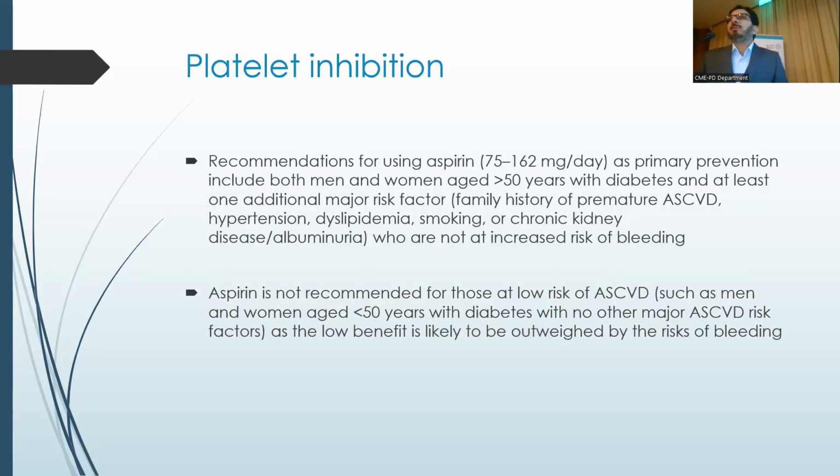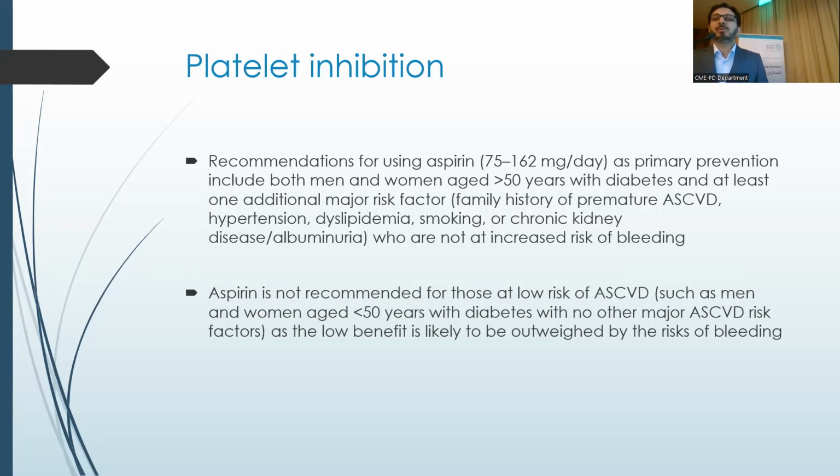Now, aspirin as a primary prevention, the recommendation is to use low-dose aspirin in both men and women who are more than 50 years of age with diabetes and at least one additional major risk factor, like family history of premature cardiovascular disease, hypertension, dyslipidemia, smoking, or chronic kidney disease or albuminuria. This is very important. This also increases their cardiovascular risk. These are the patients who can benefit from aspirin as a primary prevention strategy.